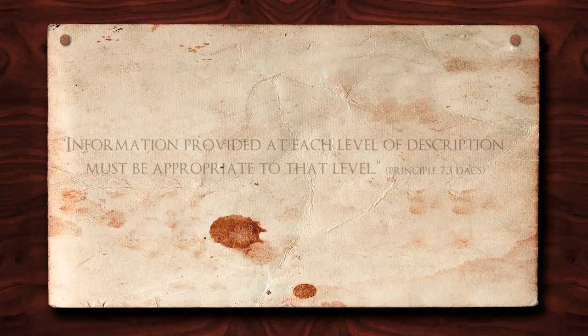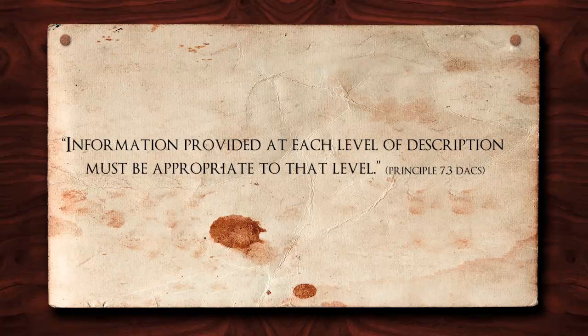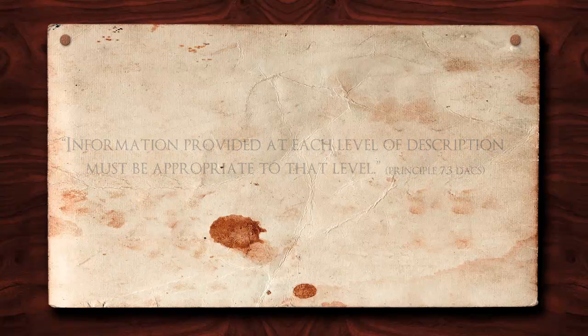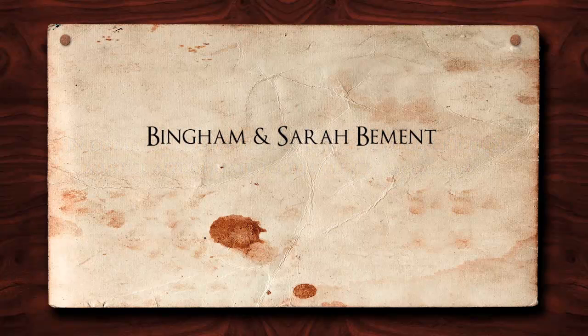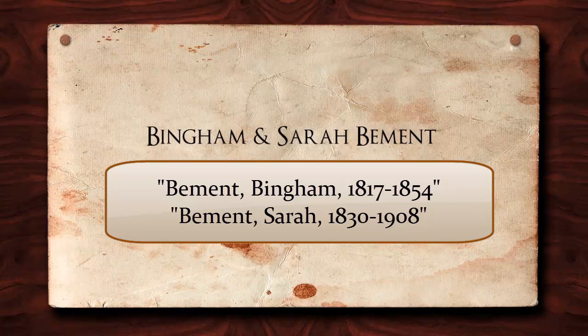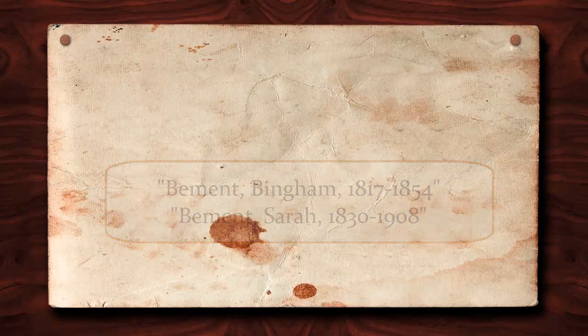According to Principle 7.3 of DACS, information provided at each level of description must be appropriate to that level. In the case of the Beamont family letters, it may be appropriate to have two heads of the family listed at that level of description. In other cases, this may not be the case.